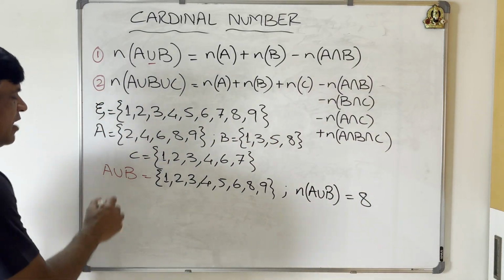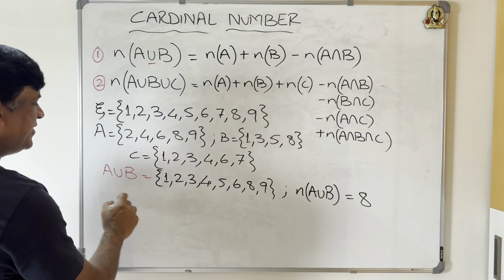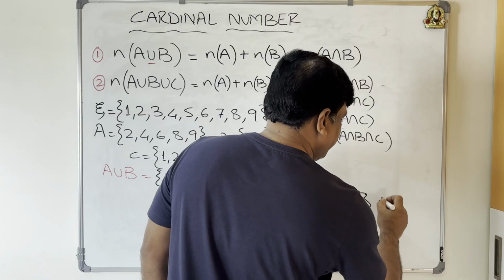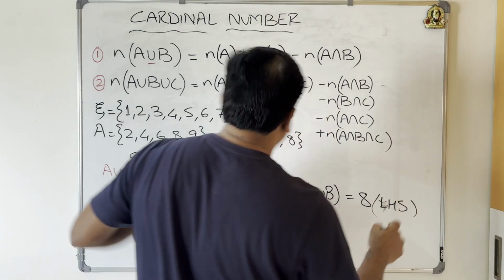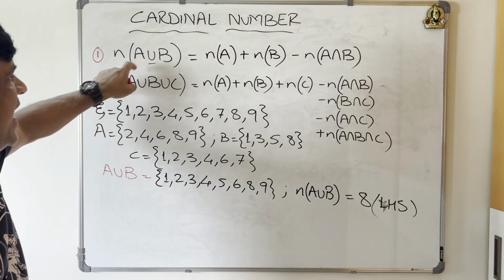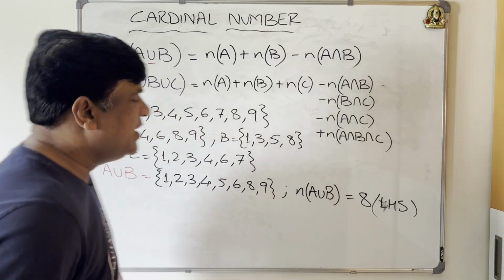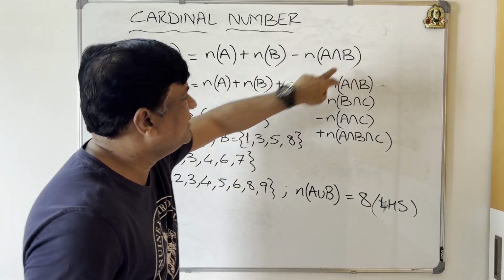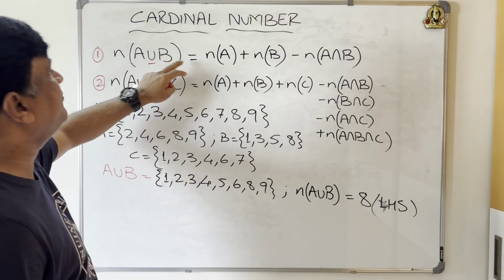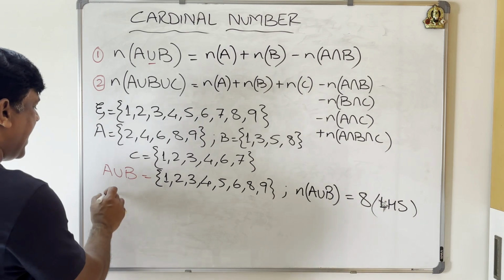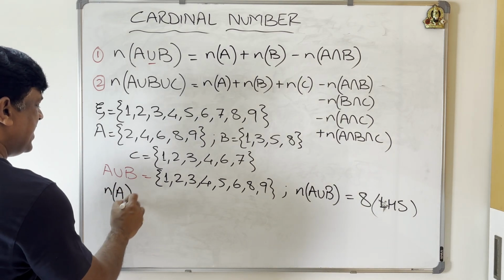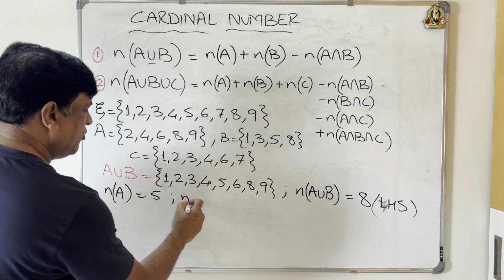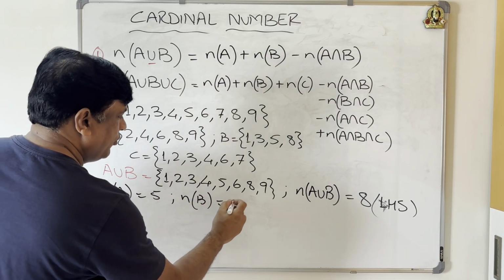Okay, good. Now let's find out n of A. So this is the left hand side. Right, this is what you got, 8 over here. N of A union B is 8. Now on the right side we have to prove that this plus this minus this should give you 8. Then this holds good. Okay, so n of A is how many elements? 5. N of B is 4.